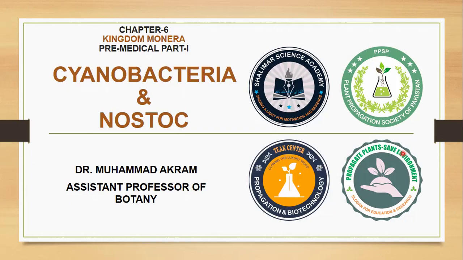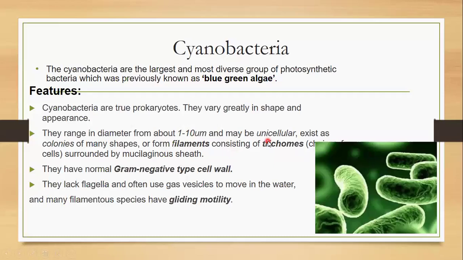Cyanobacteria and Nostoc. The cyanobacteria are the largest and most diverse group of the photosynthetic bacteria, which was previously known as the blue-green algae. The features of the cyanobacteria: they are true prokaryotes. They vary greatly in shape and appearance.